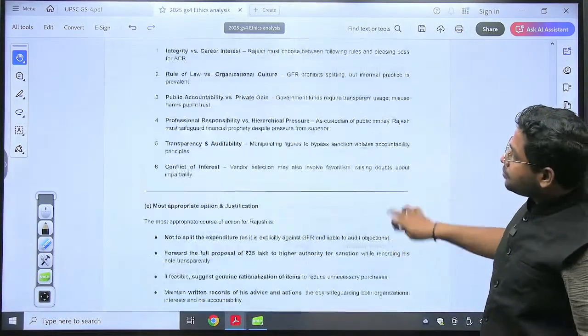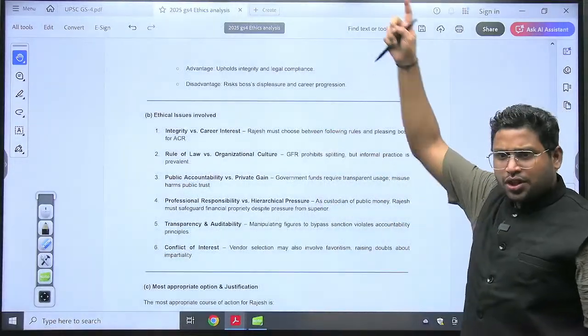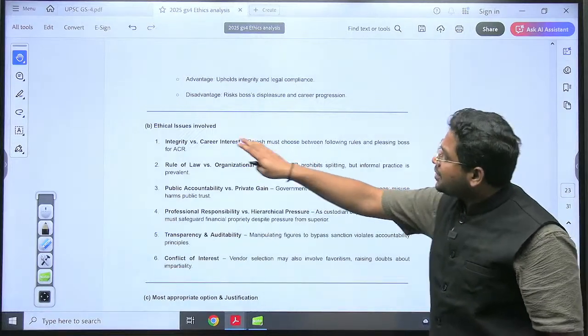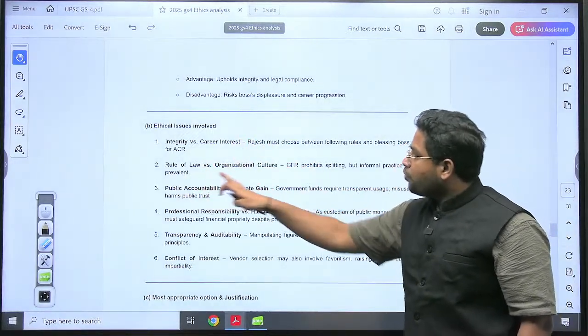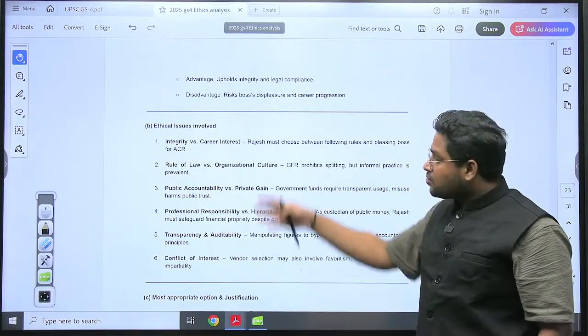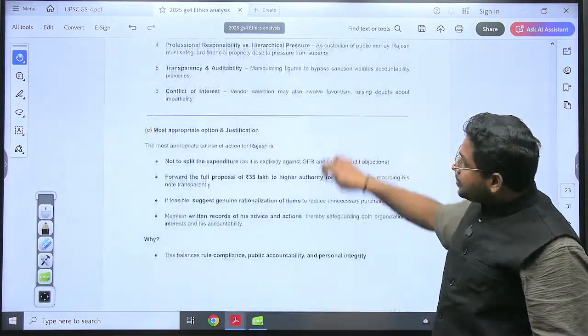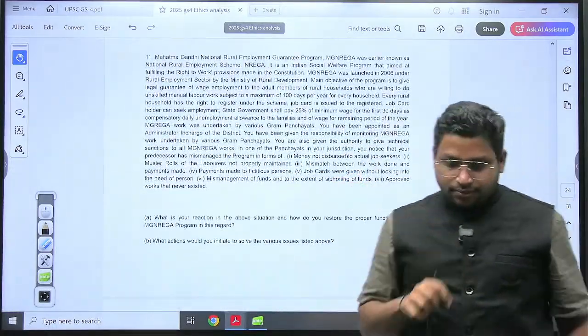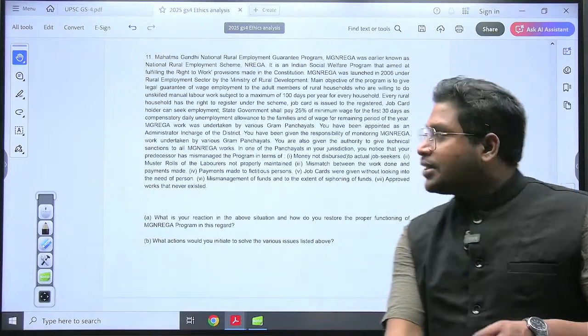Clear? You can talk about all these ethical issues which are very similar to the earlier case. I don't think there's much difference in this. Conflict of interest, integrity, career interest, rule of law versus culture of organization, then leadership quality part, all this will come into picture. That's it in this particular case. Now, next case.